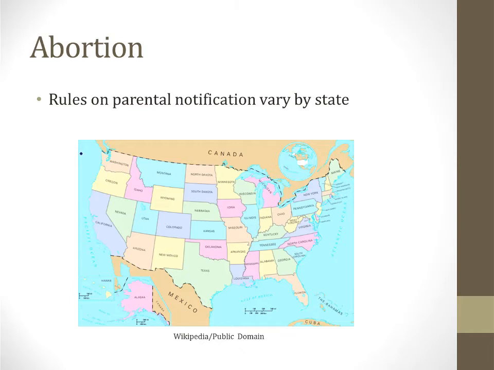Abortion for minors is a special situation in the United States. The rules on parental notification vary by state. So whether or not a minor needs parental consent for abortion will depend on whether you are practicing in California or Texas or Florida or Missouri. They are very unlikely to ask you about this on the USMLE exam because the requirements vary state to state.